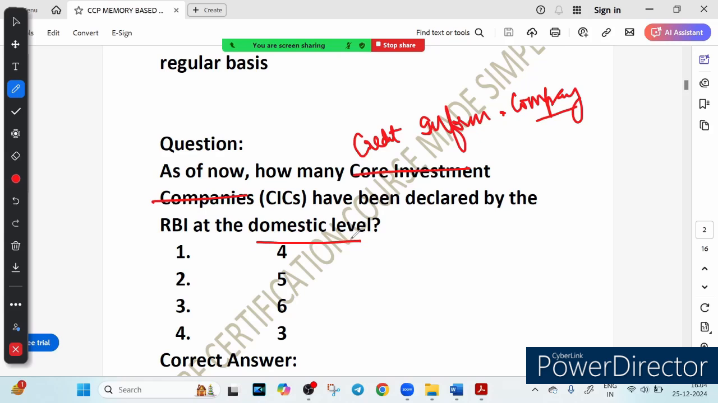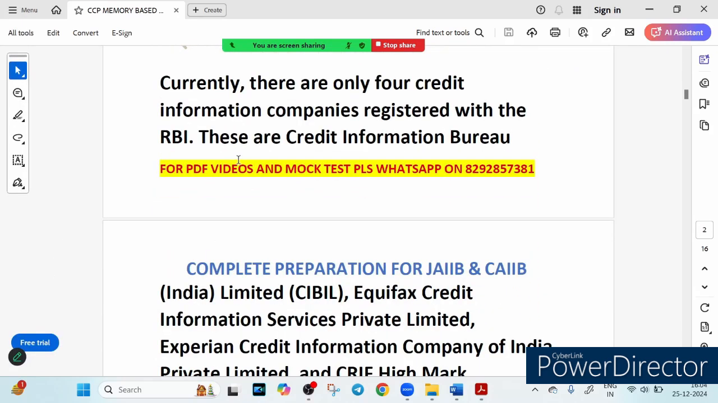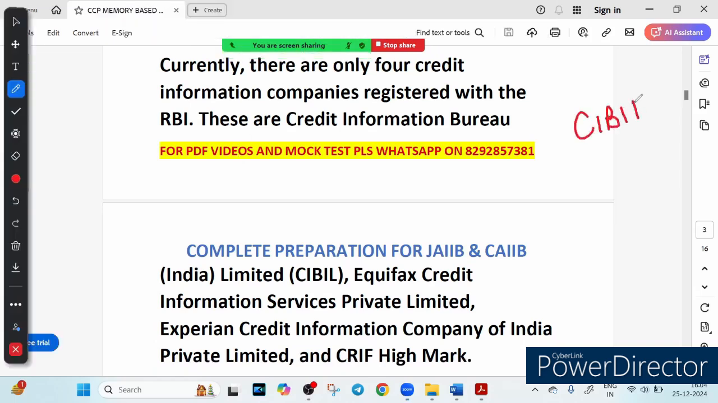The correct answer is 4. There are 4 CICs. Let me provide you the names of them also. You can see these are Credit Information Bureau Limited, that is called CIBIL. CIBIL's full form is Credit Information Bureau India Limited.